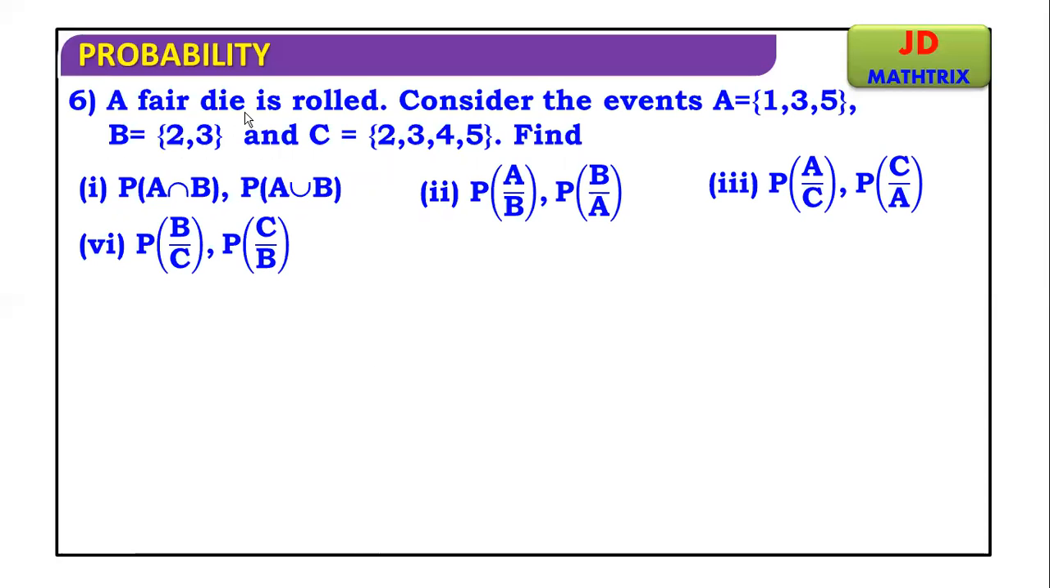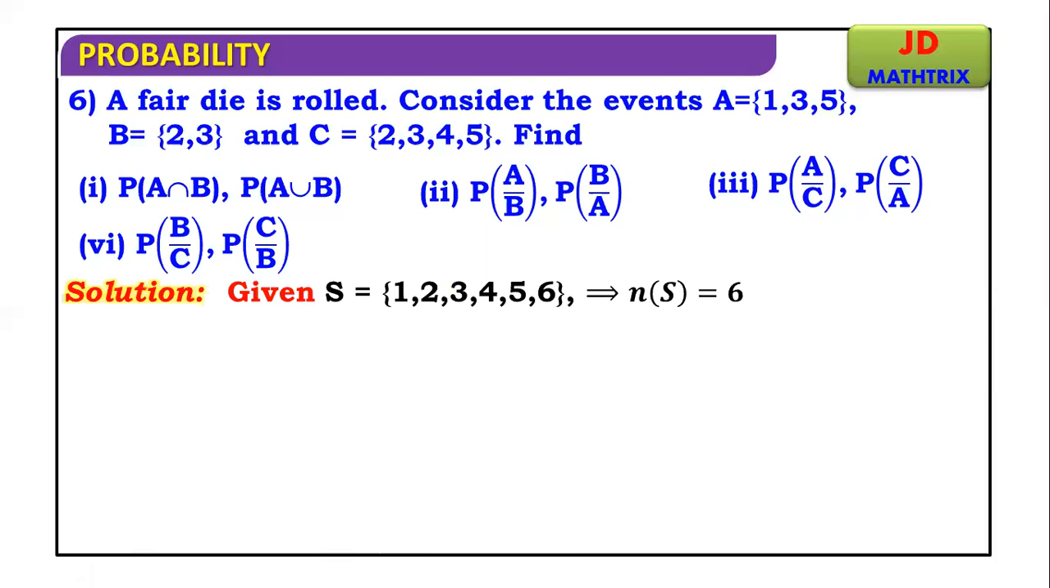So for that, when a die is rolled, A equal to 1, 3, 5, B equal to 2, 3, that means A is the event of getting 1 or 3 or 5, B is the event of getting 2 or 3, C is the event of getting 2 or 3 or 4 or 5. So from this we can write P of A is 3 by 6, P of B is 2 by 6, P of C is 4 by 6. These come very easily. From there we proceed like the previous problem.